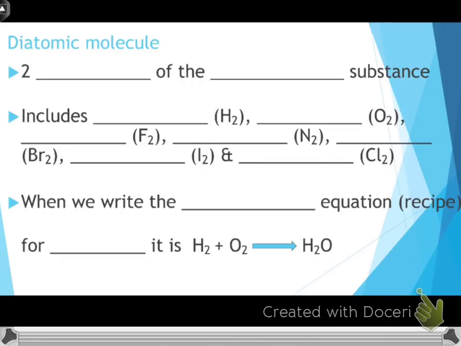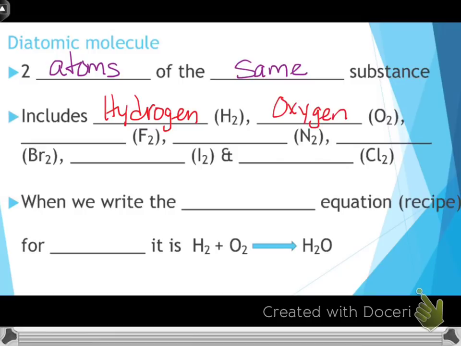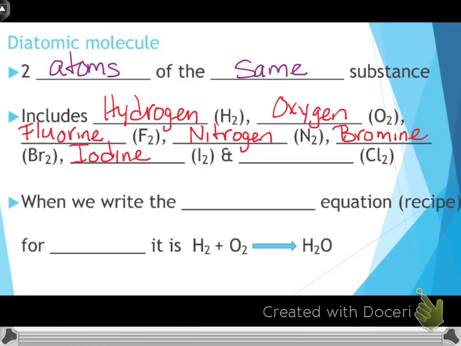Alright, diatomic molecules. We talked about them when I defined them. 2 atoms of the same substance. Includes hydrogen, oxygen, fluorine, nitrogen, bromine, iodine, and chlorine. When we write those, and when they're in equations, and when they're in reactions, they're always together. I want to say when they're alone, we always see them together. They travel in pairs. Remember when we did photosynthesis, and I said the oxygens always travel in pairs? This is that example. The oxygens always travel in pairs because they're diatomic molecules.